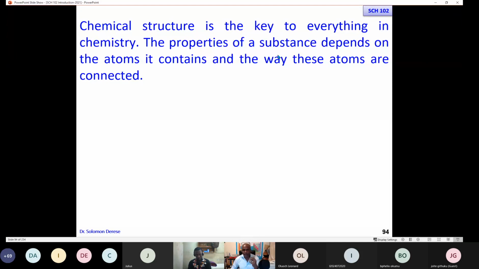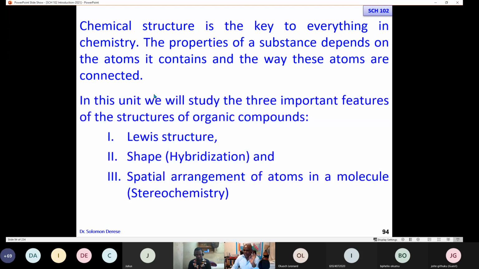It's the same, but the way the carbon atoms are connected to each other is different in diamond and graphite. As a result, diamond and graphite have different properties. So the property of a substance depends on the atoms it contains and the way these atoms are connected to one another. So in this unit, we'll study 3 important features of the structure of organic molecules.